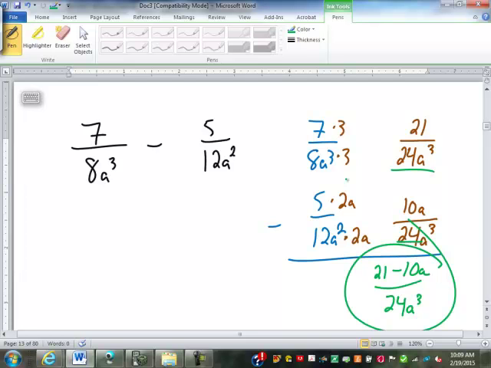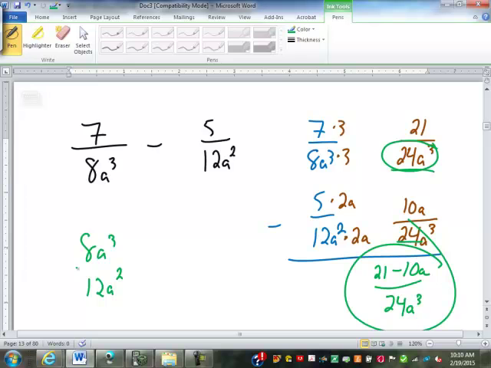I got it. Cool. Well, kind of, except for the little minus. Sure. Questions? Okay. Are you okay finding the least common multiple? If I give you the 8, do you put the variables in?